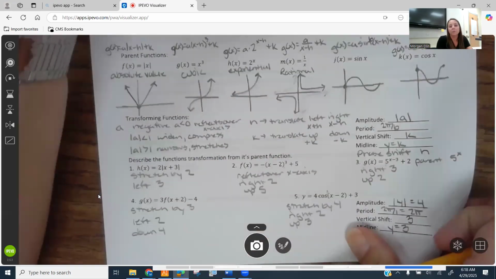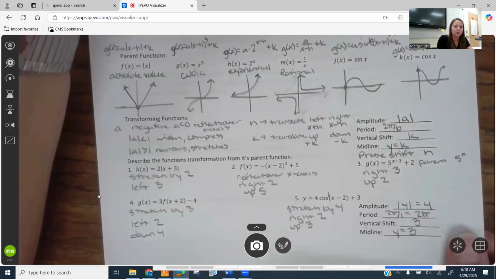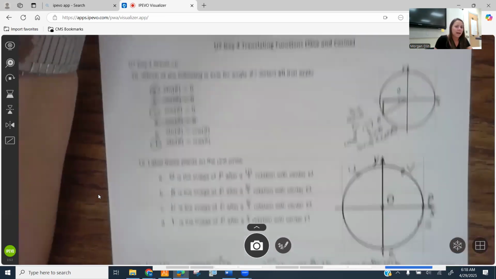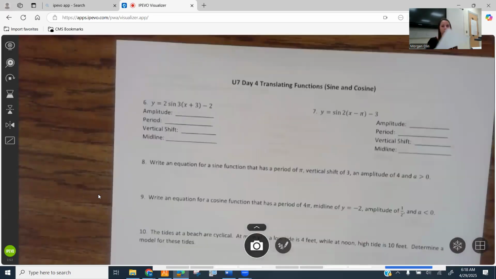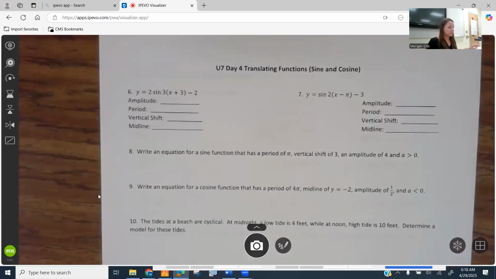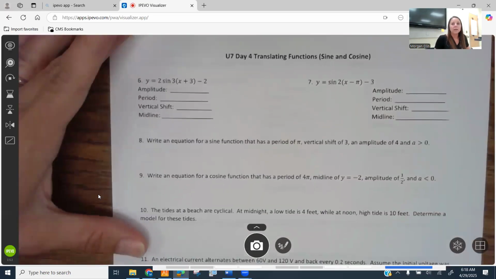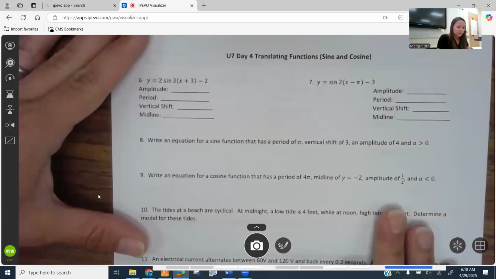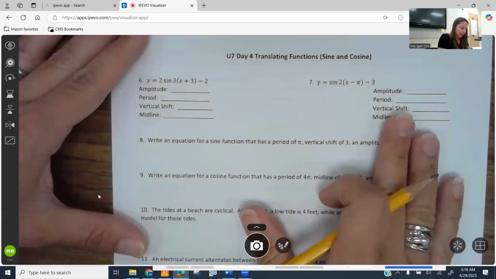And you can graph it and compare it to cosine of x as well to see what's going on. All right, let's go to the next page right here. We're doing some of the same stuff. Go ahead and pause it, but both of these are with sine. Pause it and see if you can fill these out, and come back.